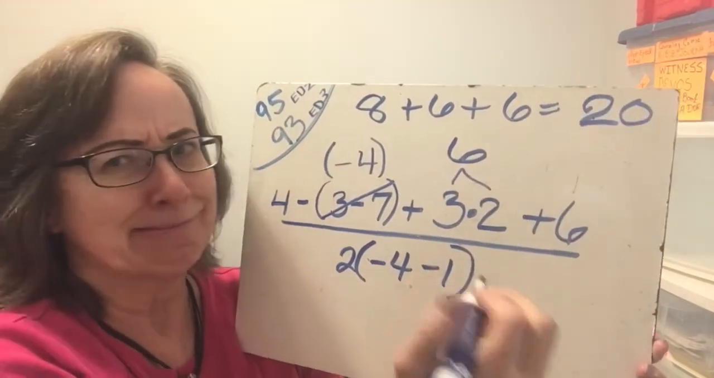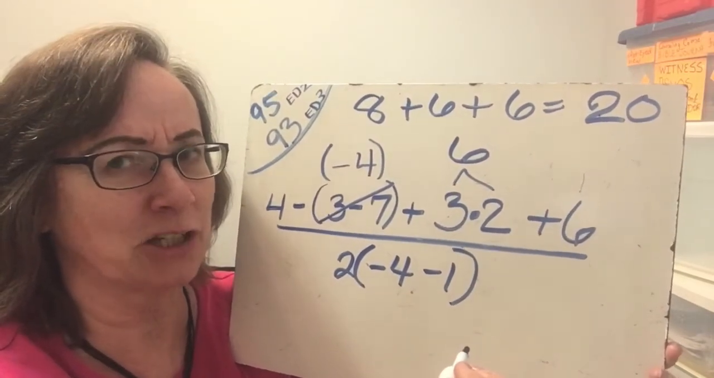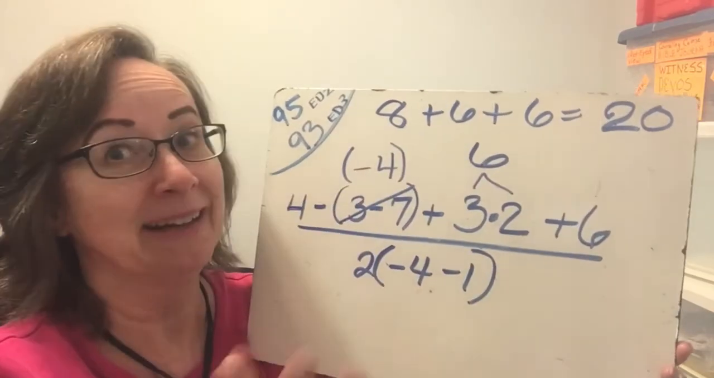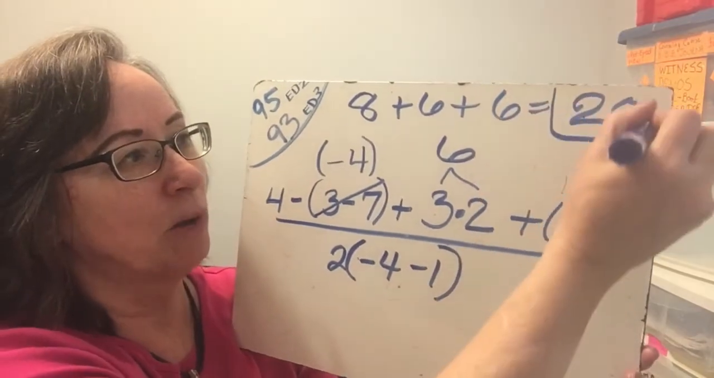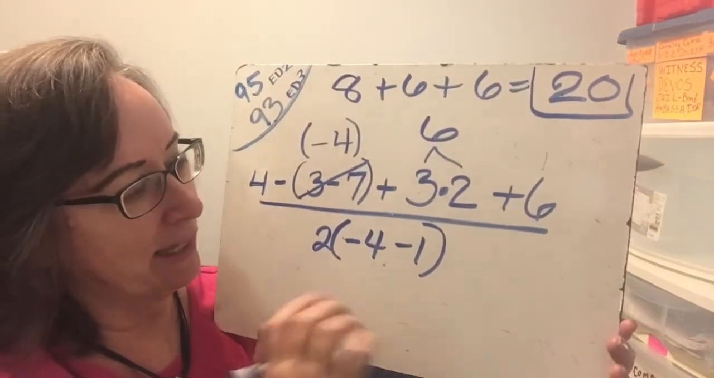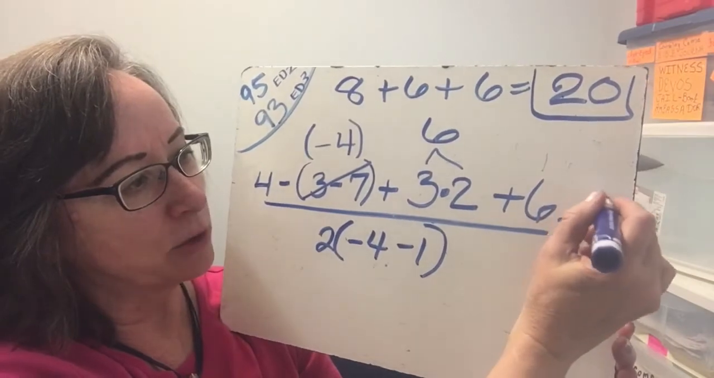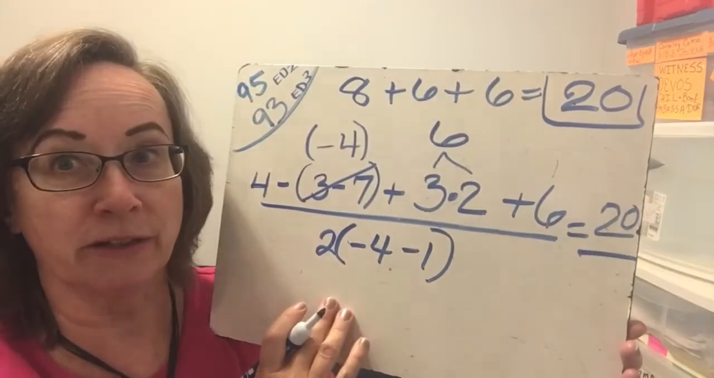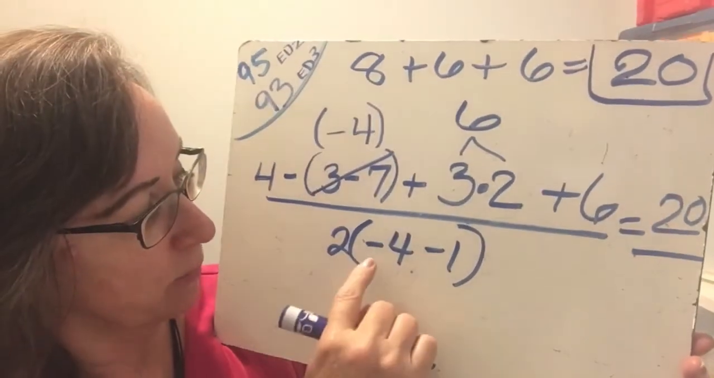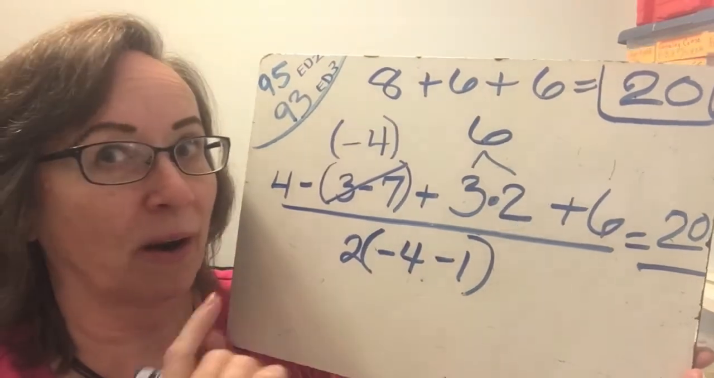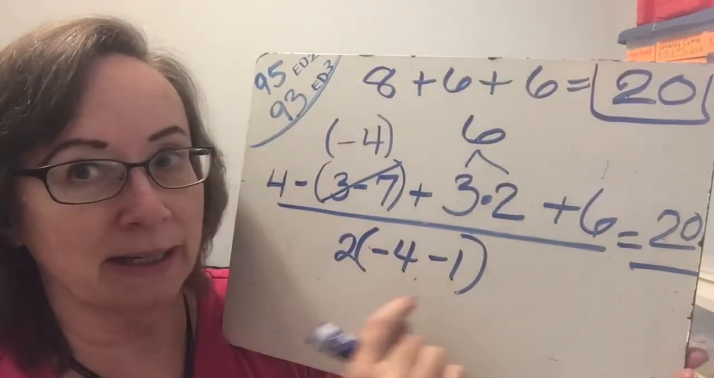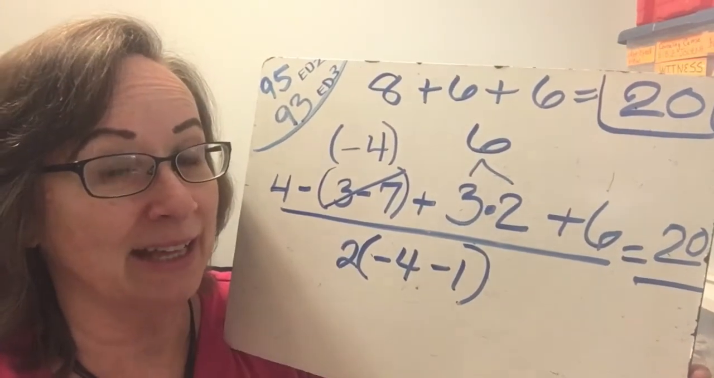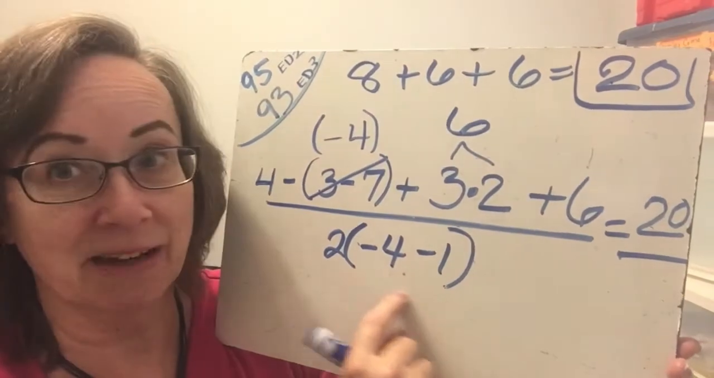Now notice, when I have addition, and everything's addition, I can do it in any order, can't I? 6 plus 6 is 12, plus 8 is 20. It's the same thing. So I have 20 in the numerator. And then, so I'm going to put this right here, is equal to 20 divided by, now we're going to do the denominator. Okay, so we have negative 4 minus 1 in our parenthesis. And negative 4 minus 1 is the same as negative 4 plus a negative 1. Same sign, add, take the common sign.